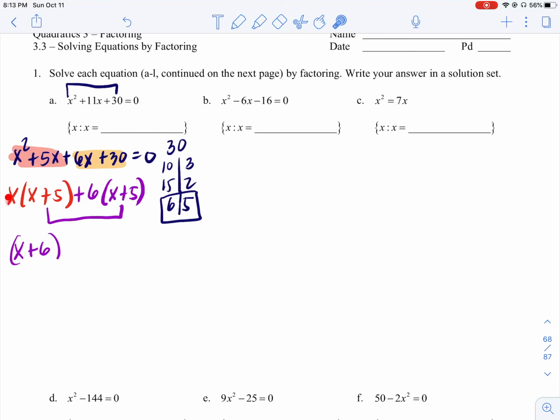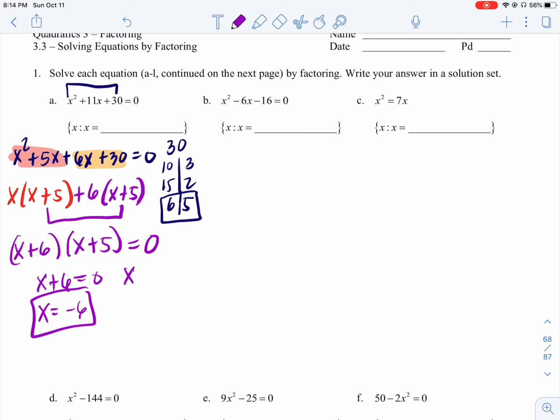The ones that are outside, these two. And then I'll just write one of the x plus 5. And, of course, equal to 0. So you'll have x plus 6 equal to 0. You'll get a negative 6. x plus 5 equal to 0. You'll get a negative 5. My answers, therefore, are negative 6, comma, negative 5. Not that bad, right? Okay, moving on.